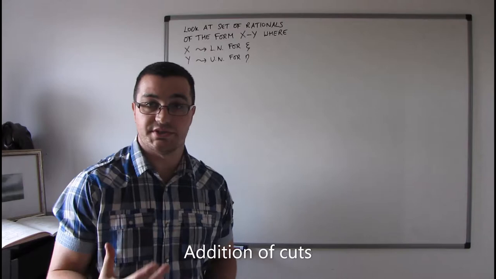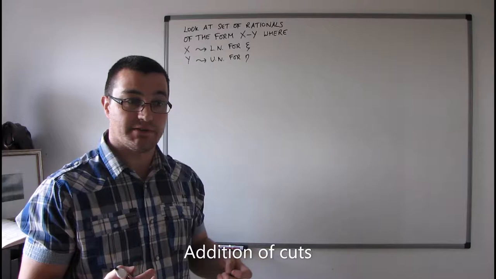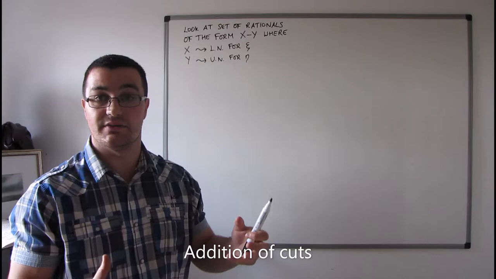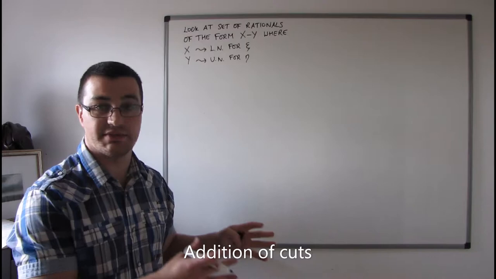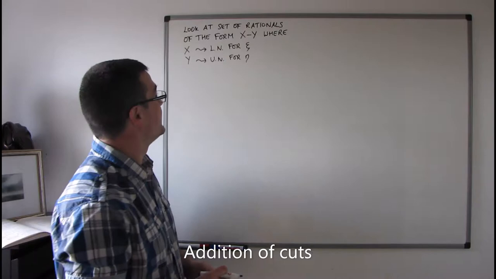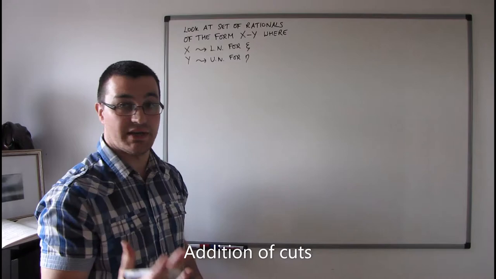Okay, so what we're wanting to show then is that this set is actually a cut. So we need to show that it satisfies the criteria that are set out in the definition of a cut. We're going to use the second version. So we need to show that our set is non-empty, and also that there is a rational number that is not contained in our set. So first of all, let's show that it's non-empty, that there is actually a number in there.